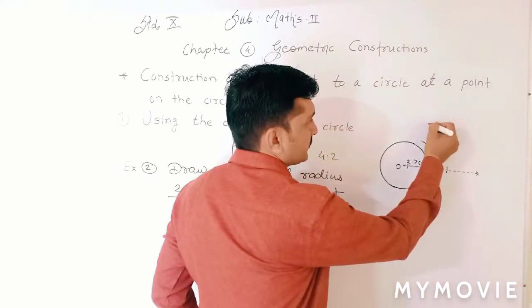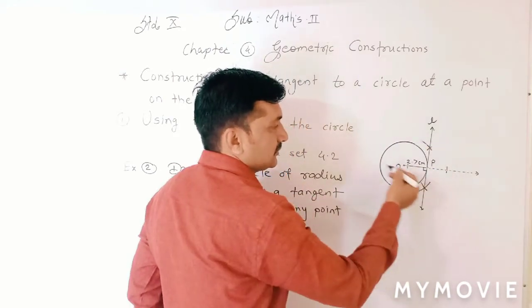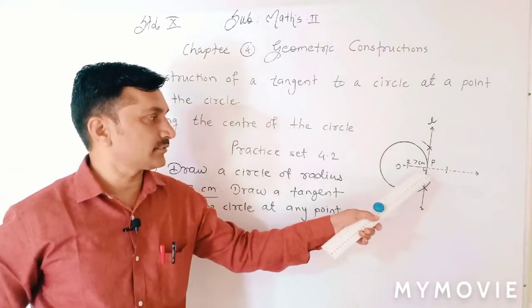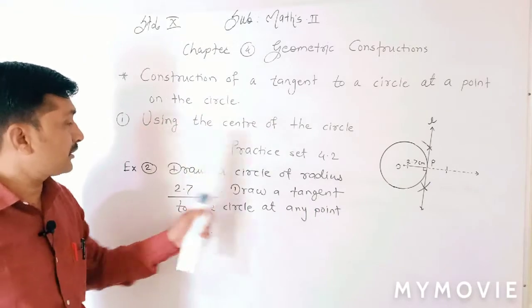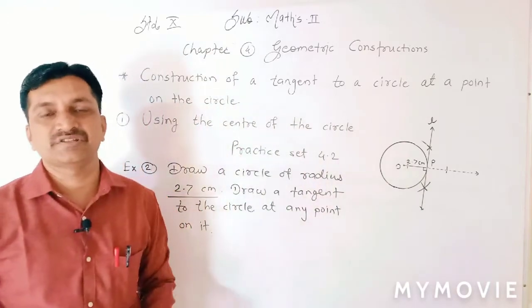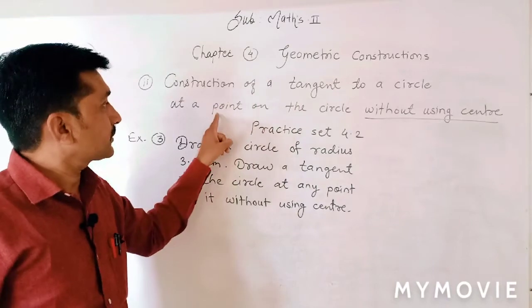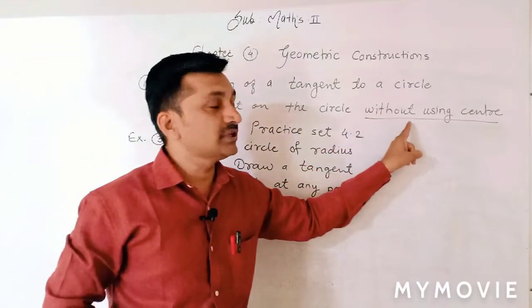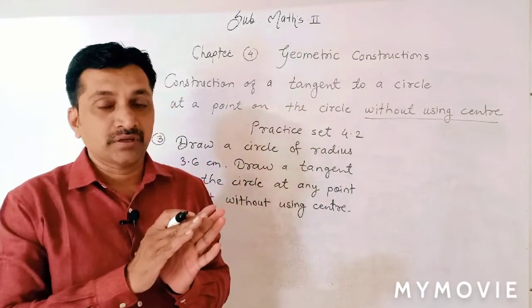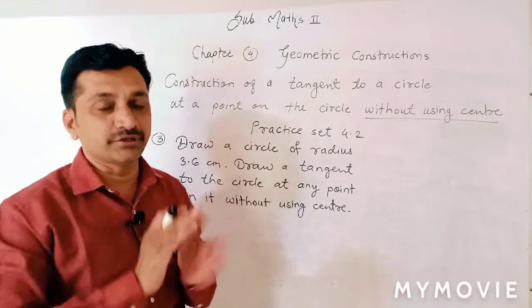Name the line as you want, line L, and here it is perpendicular. Therefore this line L is a tangent at point P, which is anywhere on the circle, and we have drawn this using the center. That's why this is of this type. This is the second construction, to draw a tangent at a point on the circle but without using center. Now we don't have to use the center. The center we will use only to draw the circle but not for the tangent.